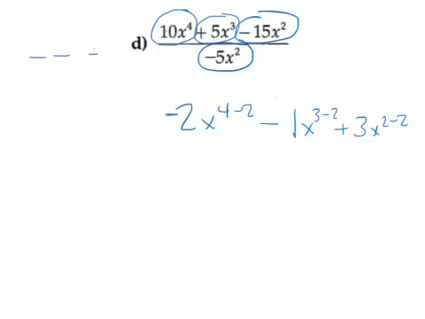Two negatives will always make a positive. A positive and a negative will make a negative. And two positives will stay as a positive. So if you forgot that rule, that's the rule that's there.